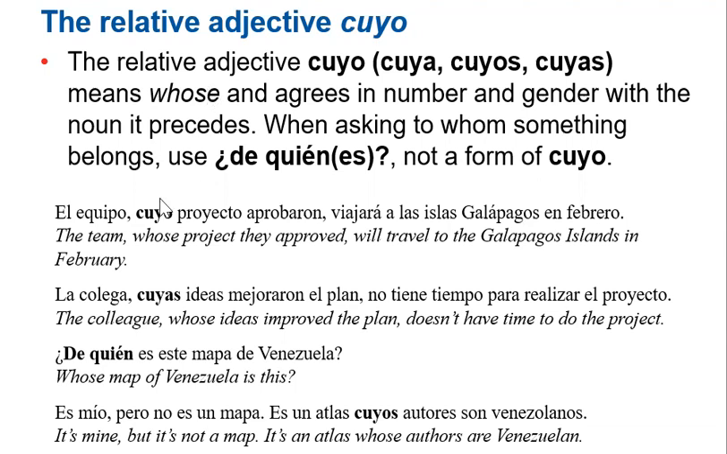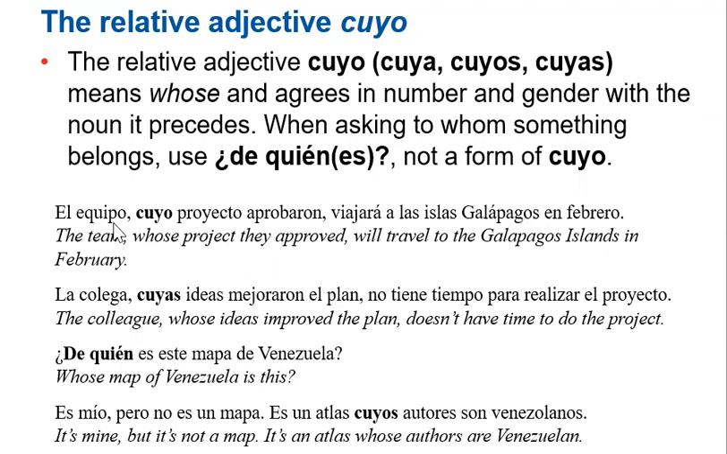So let me give some examples here. El equipo cuyo proyecto aprobaron viajará a las Islas Galápagos en febrero. Now, in this sentence, we've got this little non-restrictive clause. We're saying whose project they approved. It is cuyo here. And again, look at the translation here. It's whose project, just exactly like you would use in English, whose. So grammar-wise, this isn't that difficult. But the reason it's cuyo with an O at the end, the masculine singular form, is because of the word proyecto and not because of el equipo.